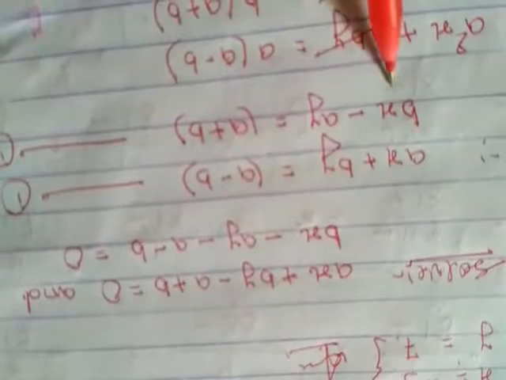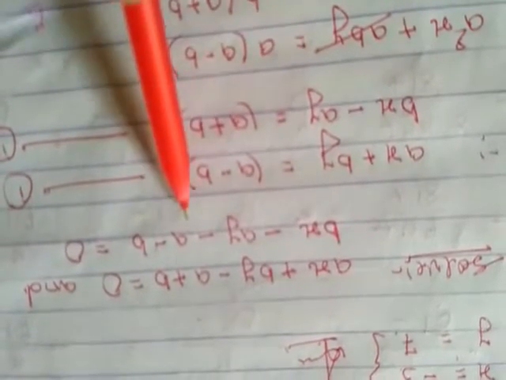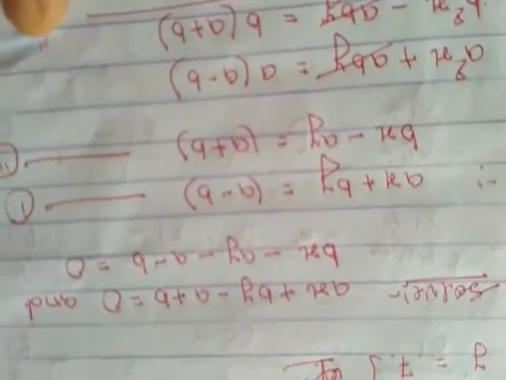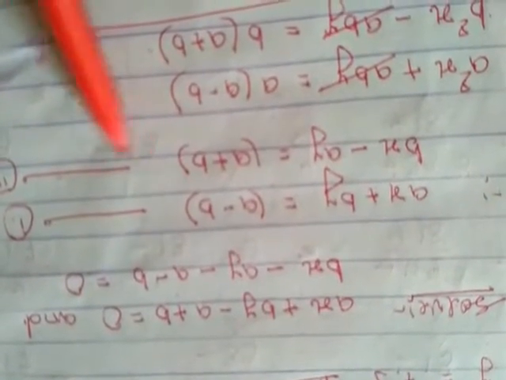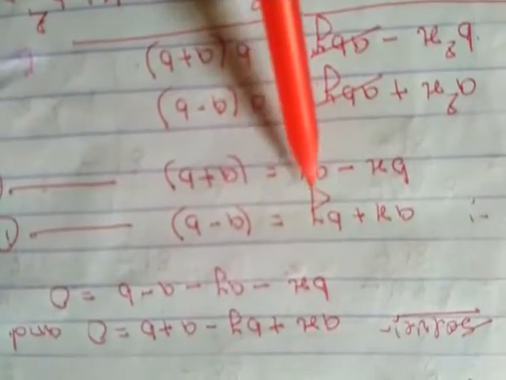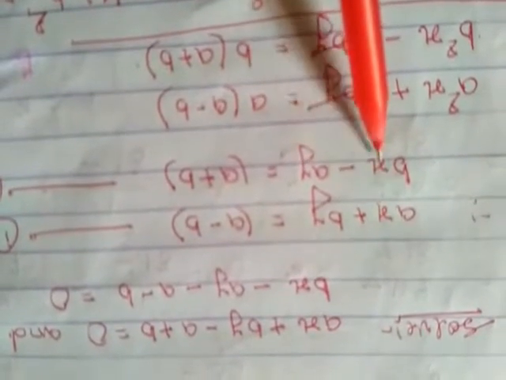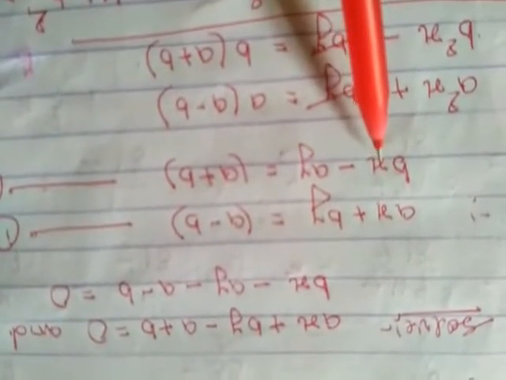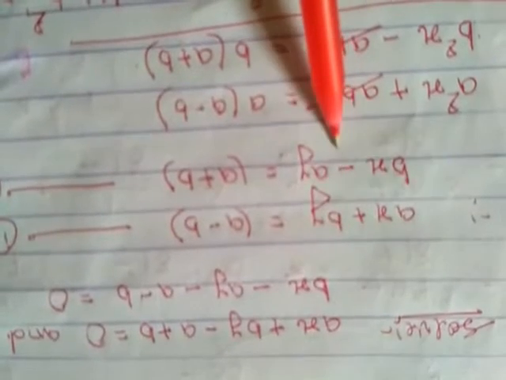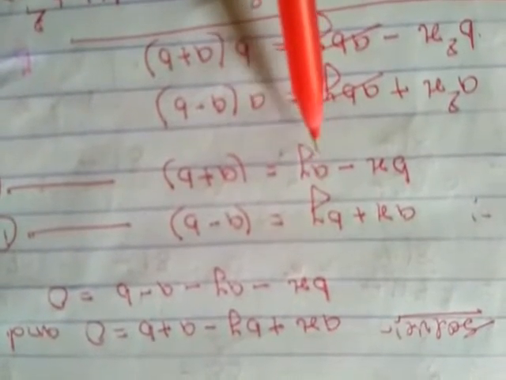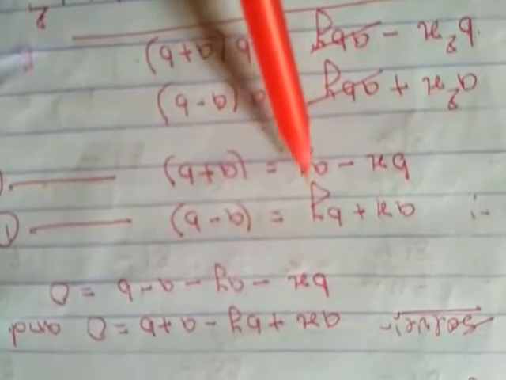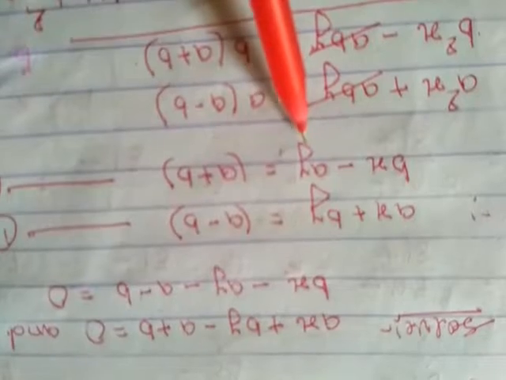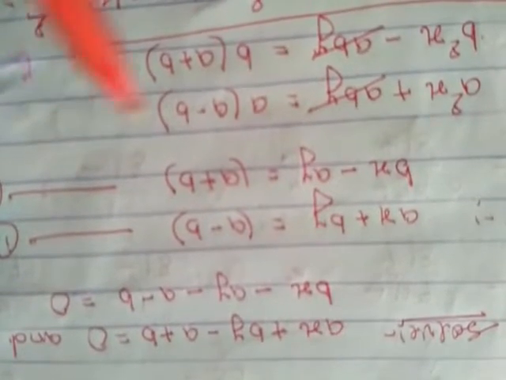Now suppose this one is equation 1 and this is equation number 2. Observing both equations, we can see that x and y in both equations have different coefficients. They do not have the same coefficients. So to make the coefficient of either one variable equal, we multiply equation 1 with a and equation 2 with b.